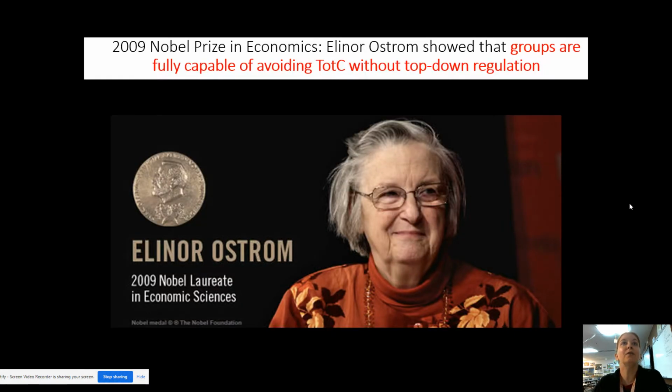So in 2009, Eleanor Ostrom showed that groups are fully capable of avoiding tragedy of the commons without this top-down regulation. And there are links to articles both on tragedy of the commons and the first person who came up with that concept, and some thoughts on that, and then a little bit more about Eleanor. If you would like to learn more about her, the links to the articles are in your packet.